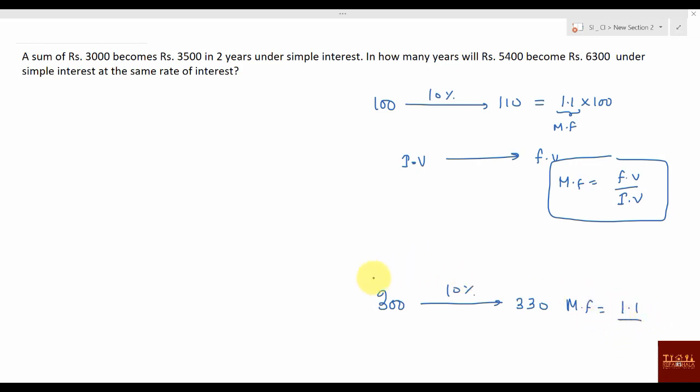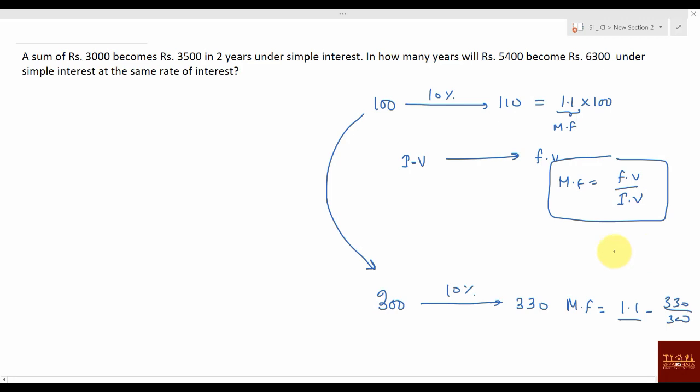Now here the principal, if you look properly, has changed from 100 to 300. The 10% rate of interest is the same. Principal is changed, but the multiplying factor is the same. And what is the multiplying factor? It's the ratio of 330 divided by 300, or final value by initial value. Or can you say it's a ratio?